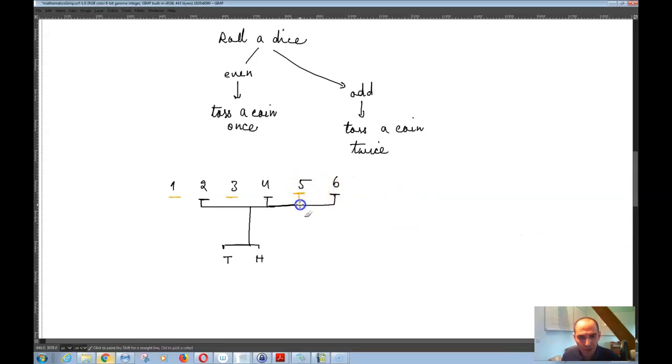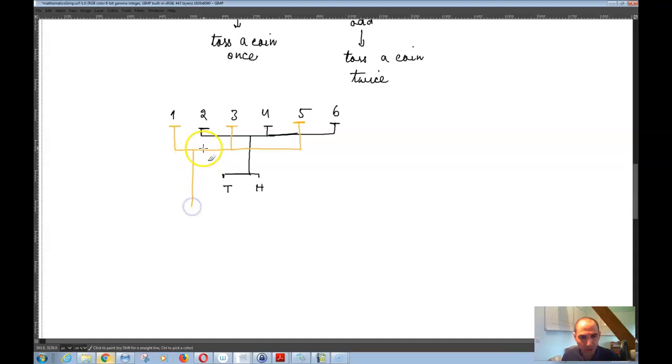So if the number is odd, then you toss a coin twice, meaning that you get either tails or heads the first time, and then the second time, after the tails you could get either tails or heads, or after the heads you could get tails or heads. That's tossing a coin twice.